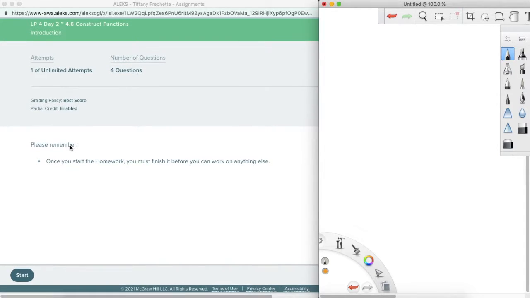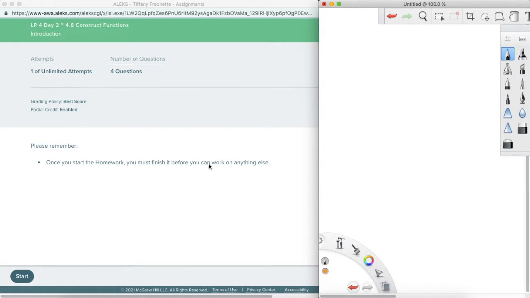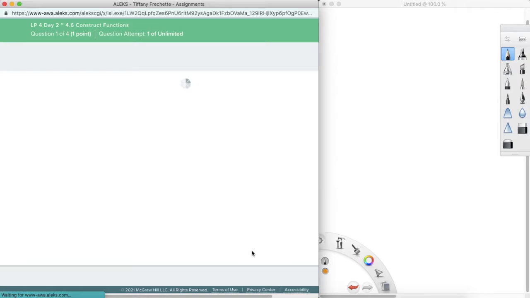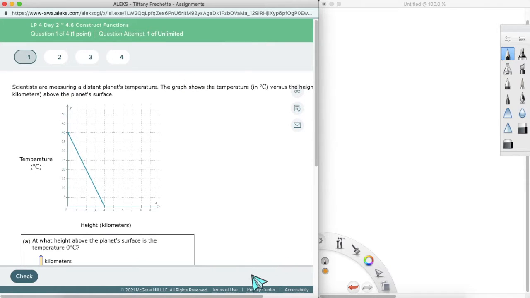So please remember this little tip down here. It says once you start your homework, you must finish it before you can work on anything else. What that means is once I click start, down in the bottom right corner, you don't see it on mine, but on the student screen you'll see a submit assignment button. As soon as you're ready to leave the screen, whether you have finished 1 problem or all 4 problems, or haven't even started a single problem, you click the submit assignment button.